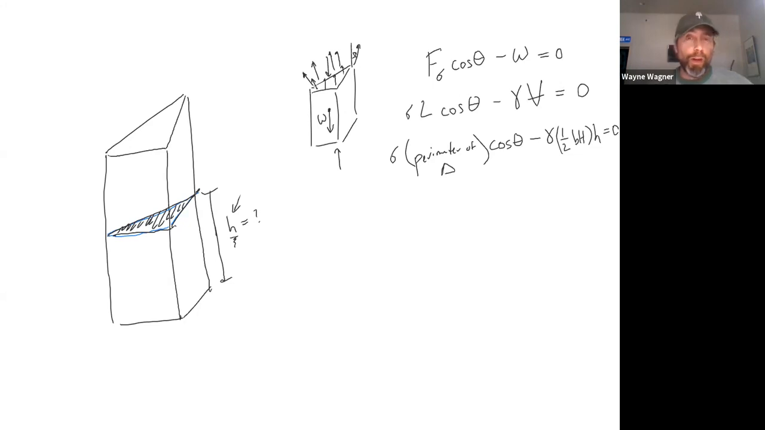So that's kind of what I want you to be able to do. I want you to be able to think about, okay, in a capillary tube, what's going on? We've got these two forces balancing. Can we derive this? Can we figure this out?